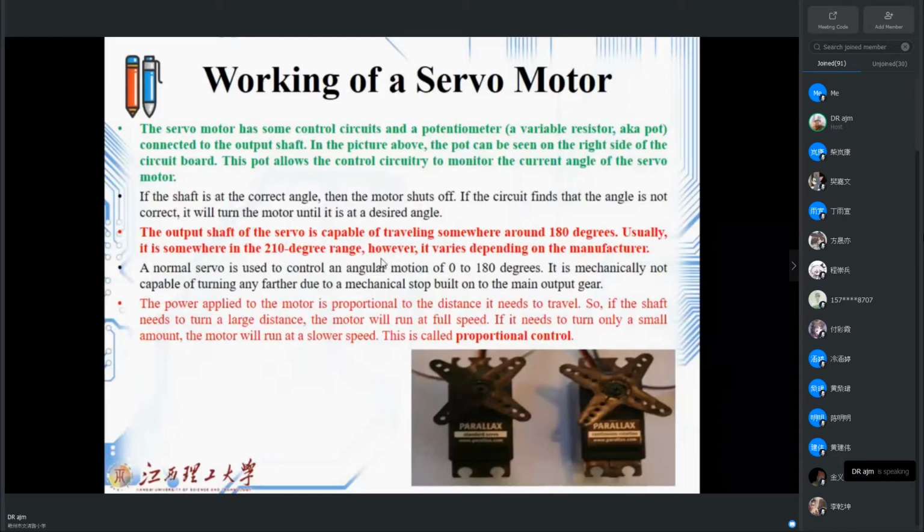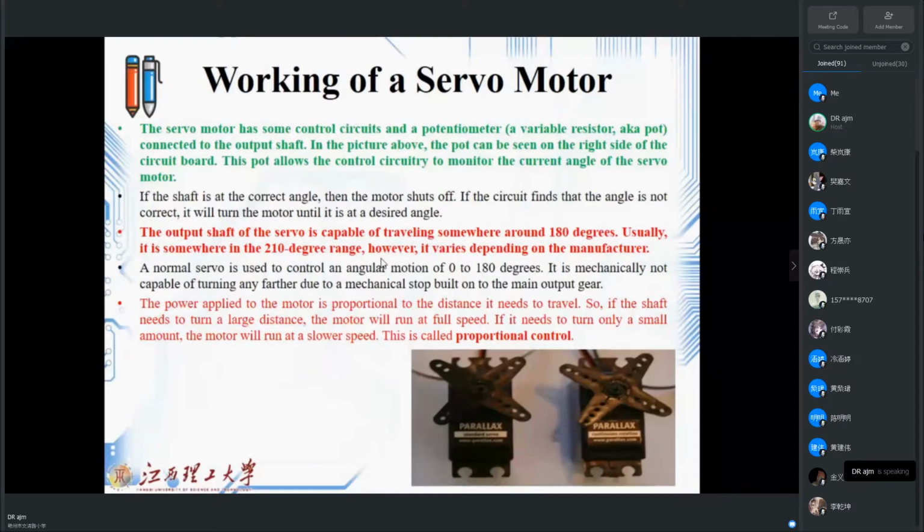If the circuit finds that the angle is not correct, it will turn the motor until it's at the desired angle. The output shaft of a servo is capable of traveling around 180 degrees, and usually it's somewhere near 210 degrees. However, this can vary depending on the manufacturer of the servo motor. Please note that a normal servo motor is used to control the angle between 0 to 180 degrees.